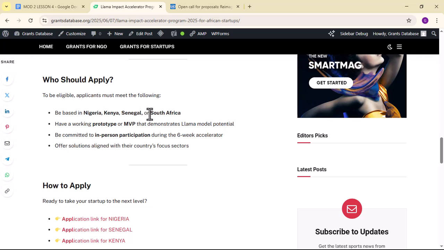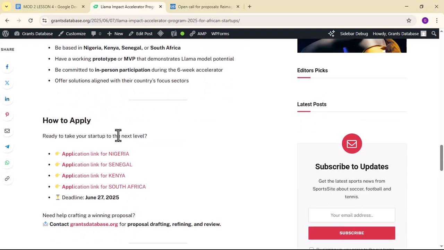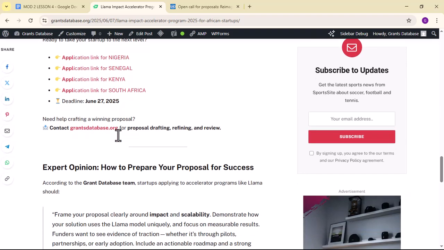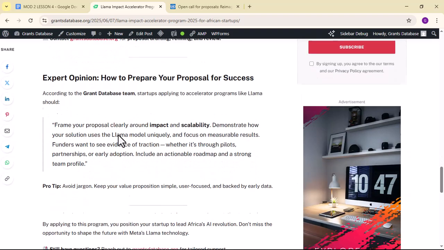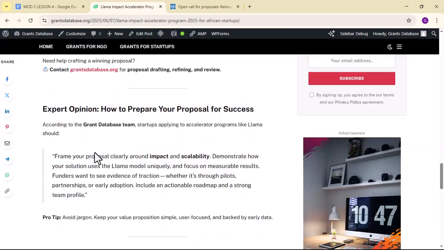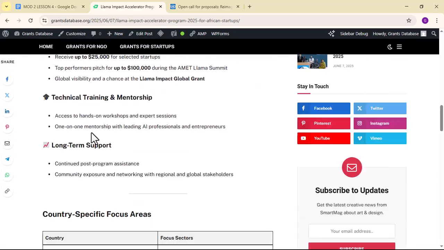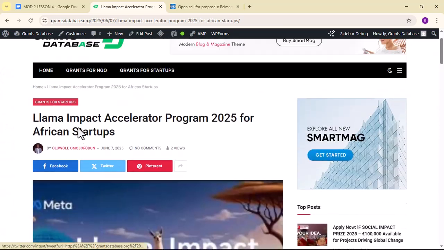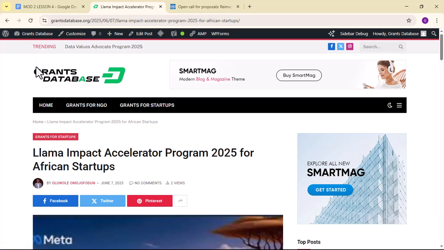So if you are not in any of these 4 countries, that means you are not even eligible in the first place. I think this is very, very important. We put a tip here: if you are going to apply for this, avoid jargon, keep your value proposition simple, user focused, and backed by early data. So let's check another CFP to see what they are talking about.